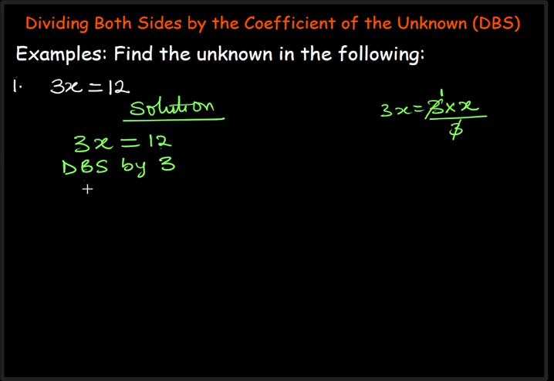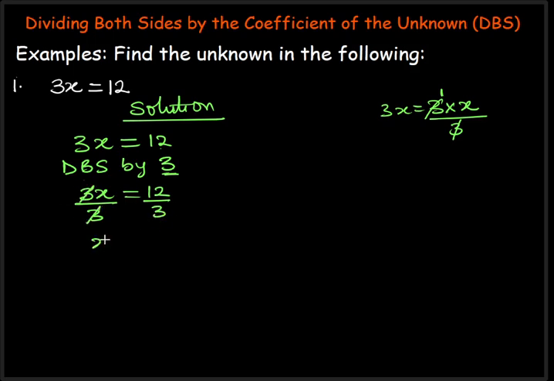So what do we have there? That will give us dividing both sides by 3. So this 3 is the coefficient. That's why this case says divide both sides by the coefficient of the unknown. So that will give us 3x equal to 12. And then we divide here by 3, and then we divide here by 3. So 3 cancels this 3.